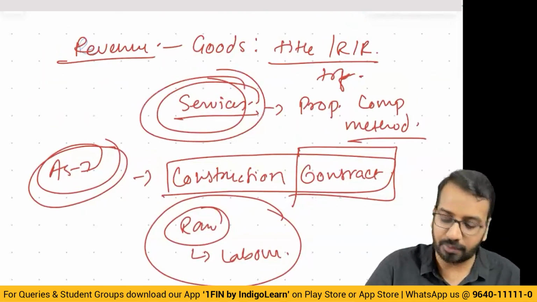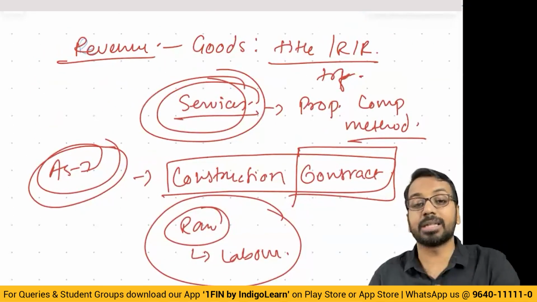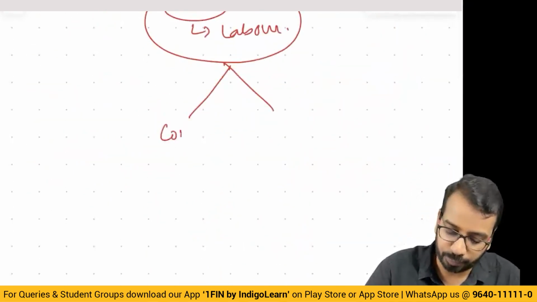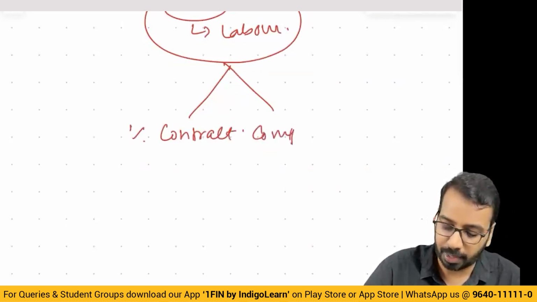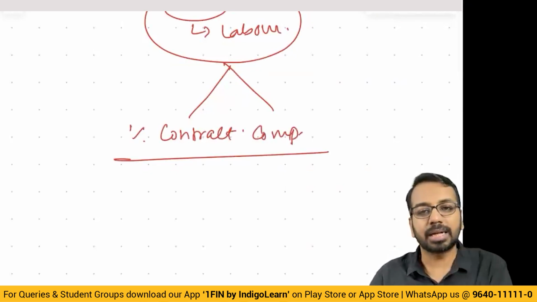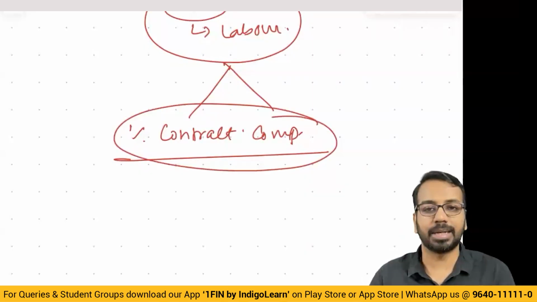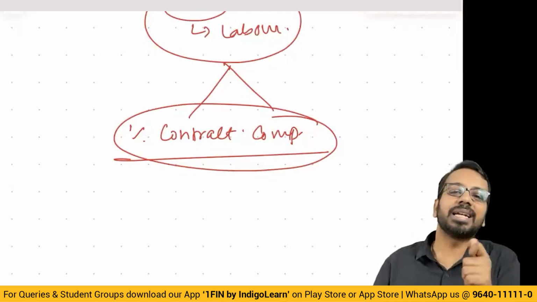if it was only services, I would have said proportionate completion method. When there are goods and services, what is to be done? So here also, what we follow is the percentage contract completion method. We recognize revenue and cost based on the percentage of contract completed, and the profit is also accordingly derived. Now, what is the meaning of percentage completion?